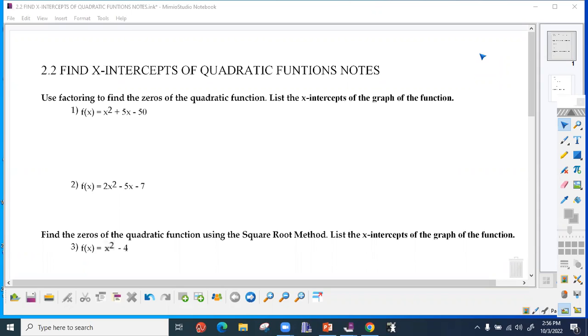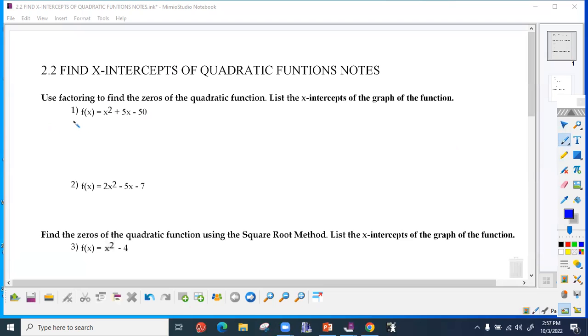But we are going to reiterate some of the things about factoring, solving for x, completing the square, and the quadratic formula, okay? So if you look up here, the first problem that we have is f of x equals x squared plus 5x minus 50, okay? We're going to find the zeros of the quadratic by factoring. This is an example of a simple factor.